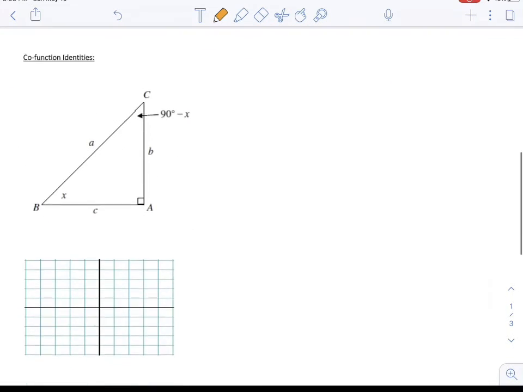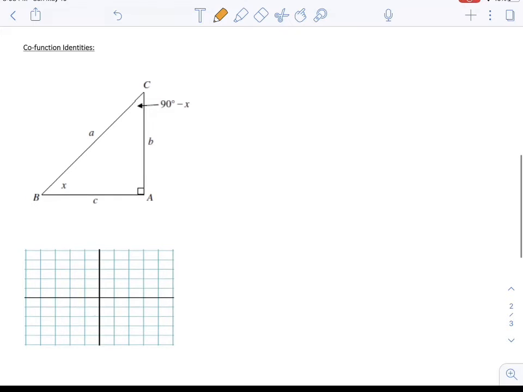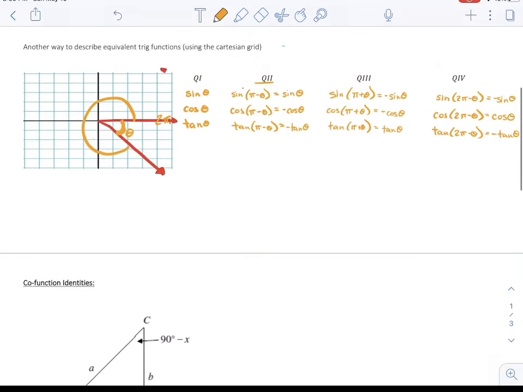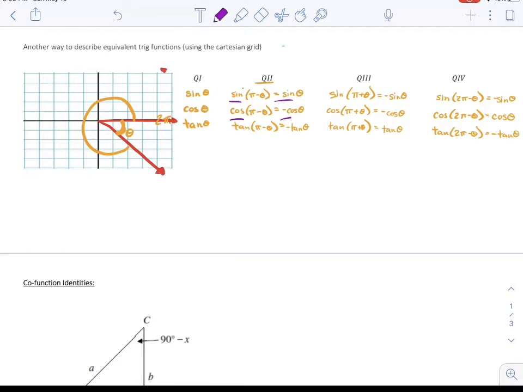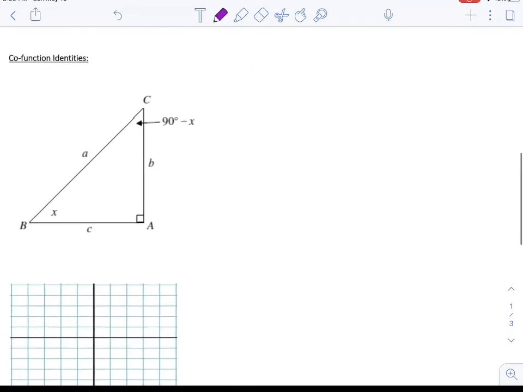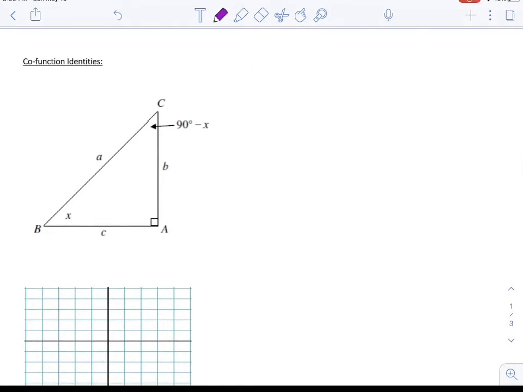And let's continue down to the new part, cofunction identities. So what does cofunction mean? Basically, we're not just going from above, where we went from sine to sine, cos to cos, tan to tan, always. Now we want to be looking at our sine and cos and see if we can interchange them. So what is the idea behind that?